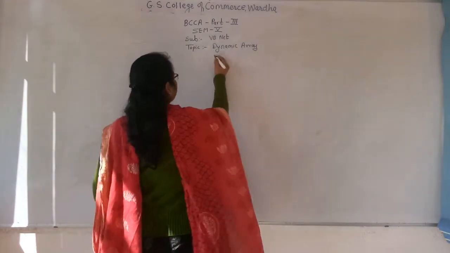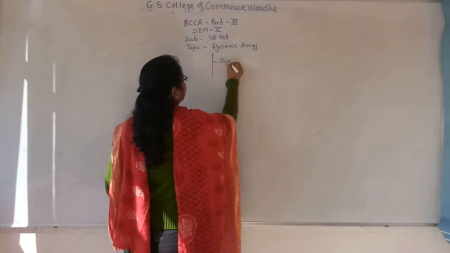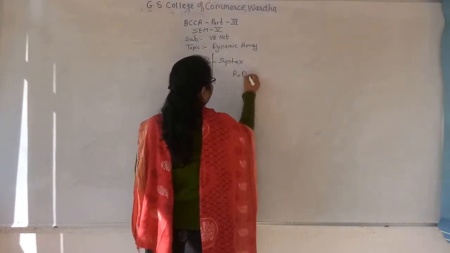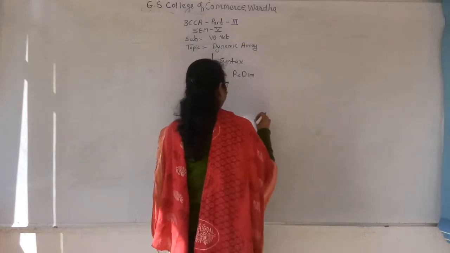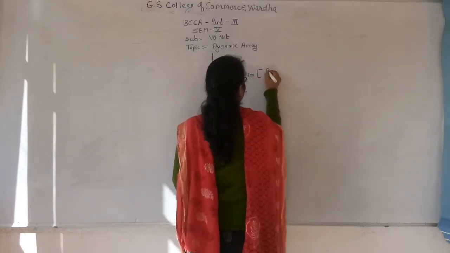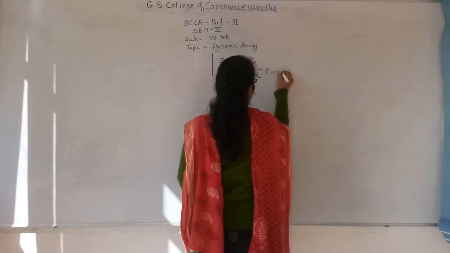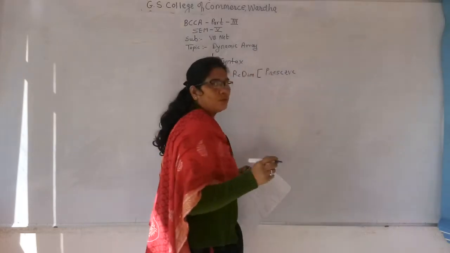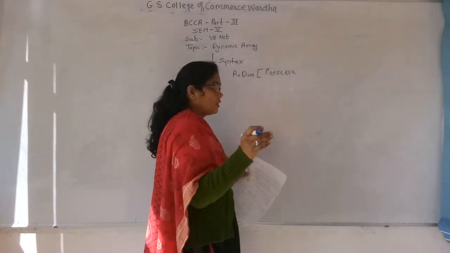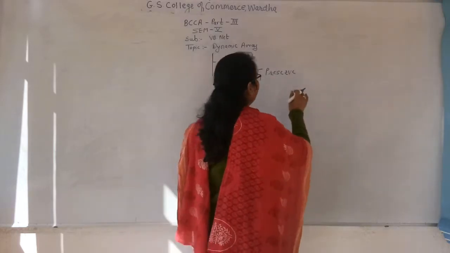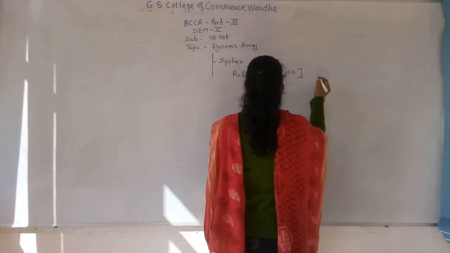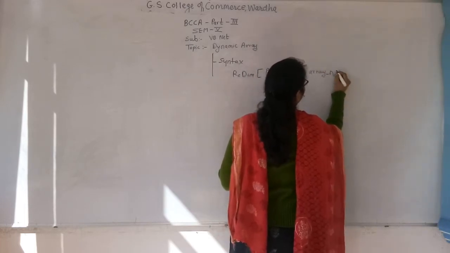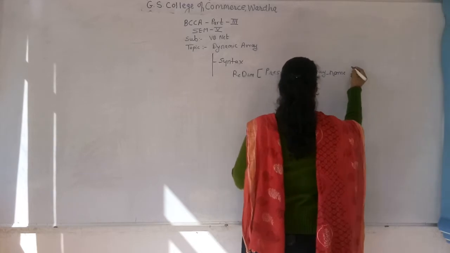So the syntax for a dynamic array is ReDim. This is the statement: ReDim, then Preserve, which is an optional keyword. With the example, I will tell you what is the use of that Preserve statement. Then the array name and the subscript.